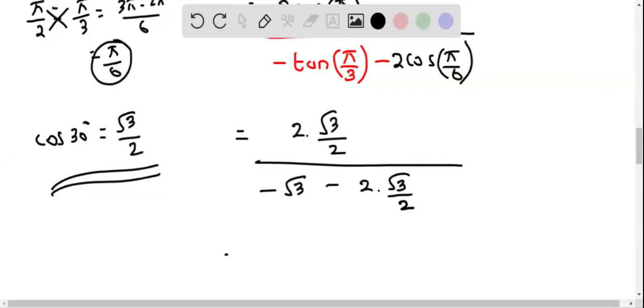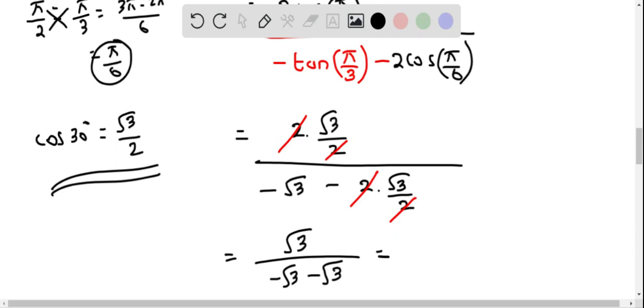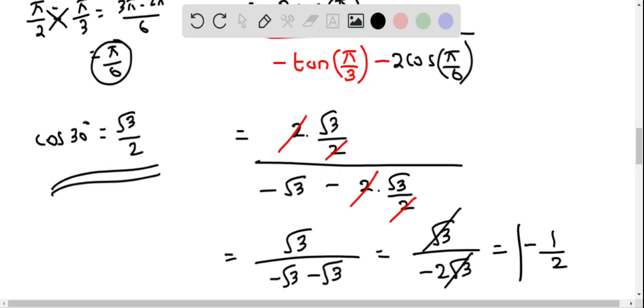So let's calculate this. You see that we can cancel this 2 and 2, this 2 as well as this 2. So in the numerator we have root 3, over this is negative root 3, and once again we have another negative root 3. So this equals root 3 over negative root 3 minus root 3. This is negative 2 times root 3. So basically these two will get cancelled, and we will get negative 1 by 2. So this is the slope of the curve at the given point, negative 1 by 2.